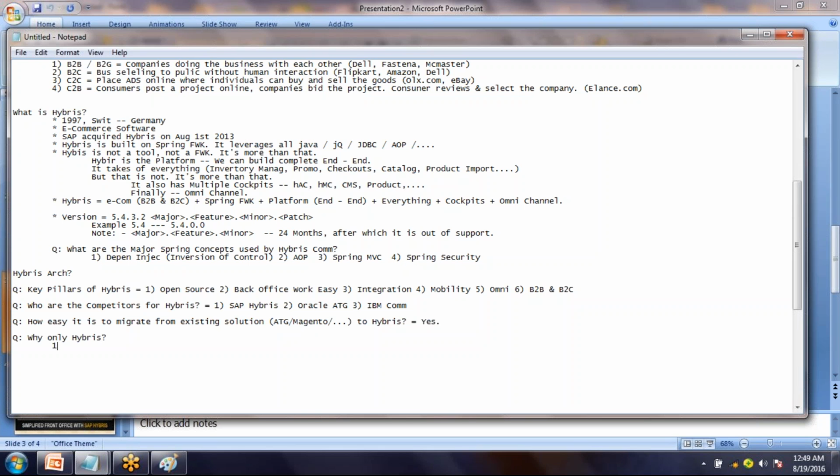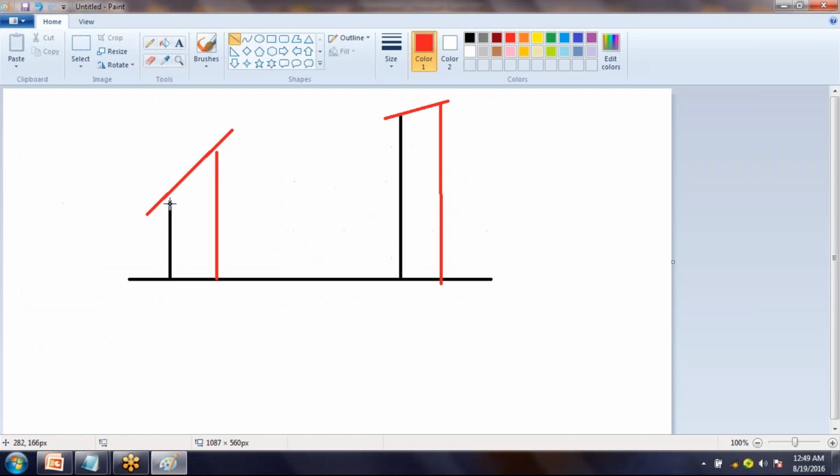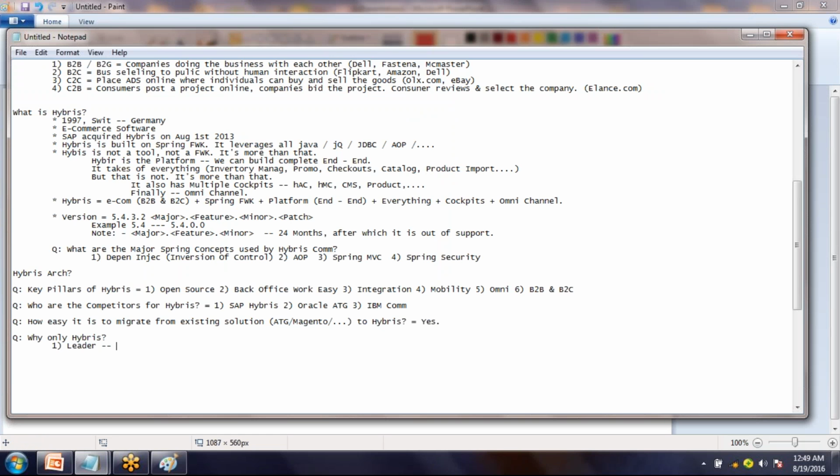The next thing is, why only Hybris? This is one of the questions, right? We already talked about the key pillars, but you can also talk about a few more points. It's a leader in the market. As I showed you, a couple of months back the demand or importance of Hybris was less, but it has increased a lot. ATG was higher previously, but now they are already equal to ATG. So that's why they are a leader in the market.